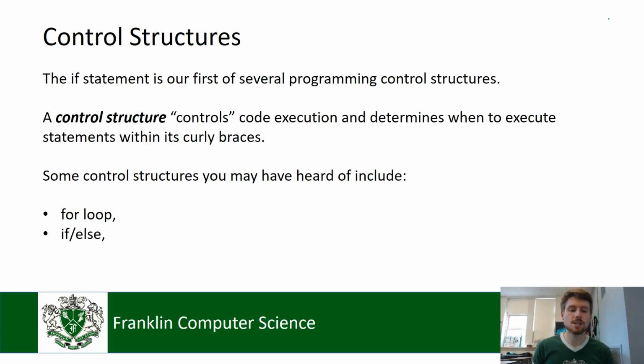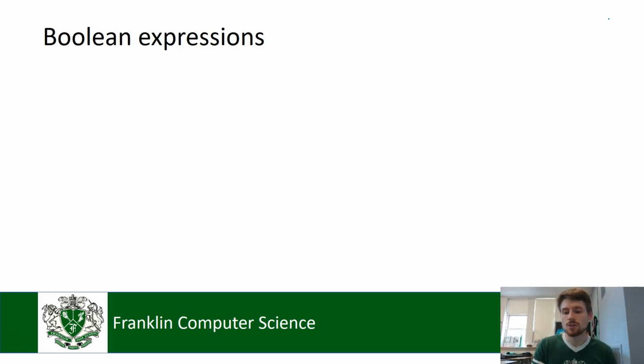If else, which is what we're talking about in this lesson, and the while loop, which will happen after we talk about if else, but still in this unit. So these are sample control structures that decide when code needs to run based off of some conditions. Okay, so let's talk a little bit about those Boolean expressions that I was mentioning earlier.